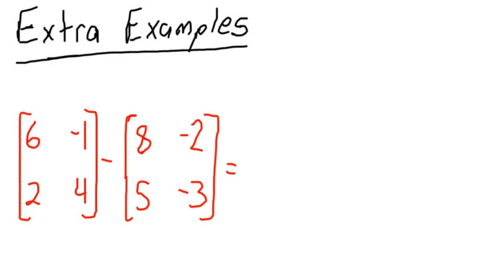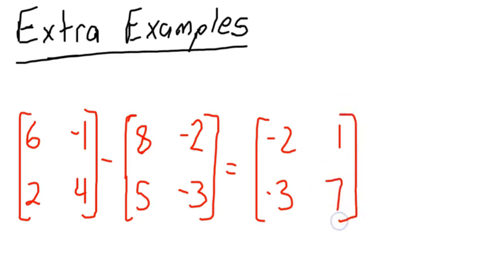We did a problem where we added two matrices. Now we're going to subtract two matrices. Pretty straightforward still. All we have to do is look at corresponding entries and subtract those values. So for the first entry, we have 6 minus 8 would be negative 2. Negative 1 minus a negative 2. If we're subtracting a negative, we can think of that as addition. So negative 1 plus 2 would be a positive 1. 2 minus 5, negative 3. And 4 minus a negative 3, again, think of this as addition. 4 plus 3 would give us 7.